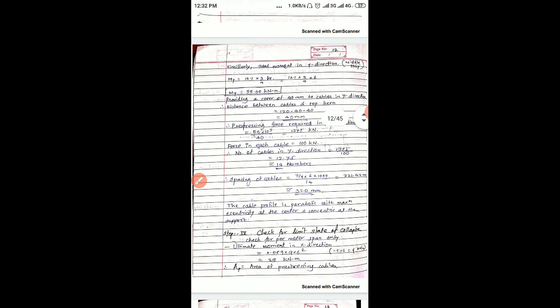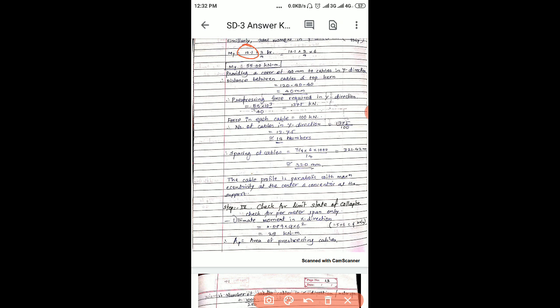Then in a similar way we'll calculate the moment in y direction, that is the middle strip. Similarly we have calculated 12.1 moment by using that alpha coefficient, alpha y. We get this moment, and providing a cover of 40 mm to cables in y direction, the distance between cables and the top kern is 120 minus 40, that is 40. 40 is the cover that we have assumed. So here in y direction we get the eccentricity of 40 mm. Similarly we have calculated the spacing of cables in y direction.